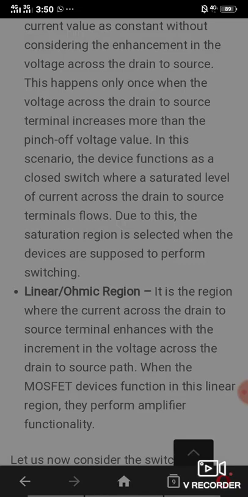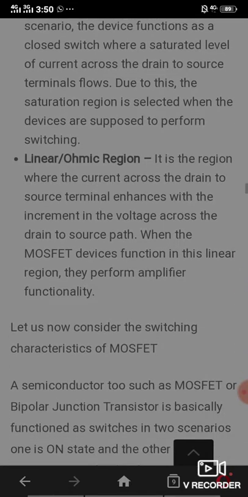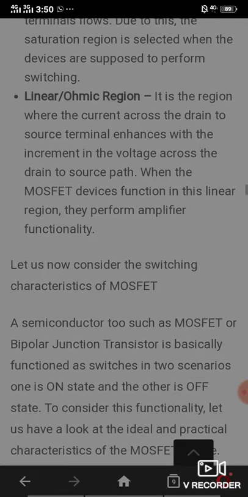Linear region is where the current across the drain to source terminal increases with the increment of the voltage across the drain to source path. When the MOSFET device functions in this linear region, it performs amplification functionality. Let's now consider the switching characteristics of MOSFET.